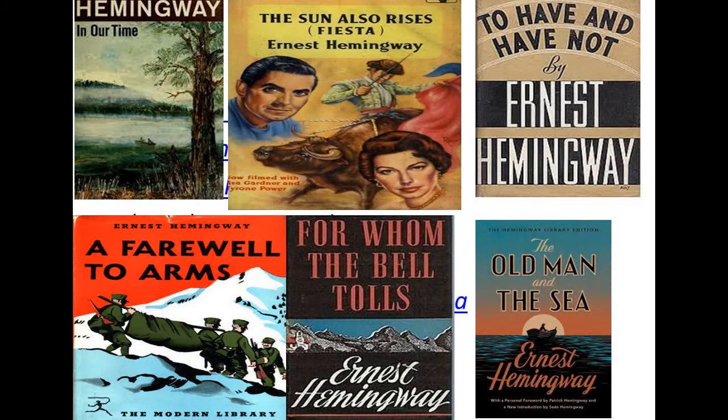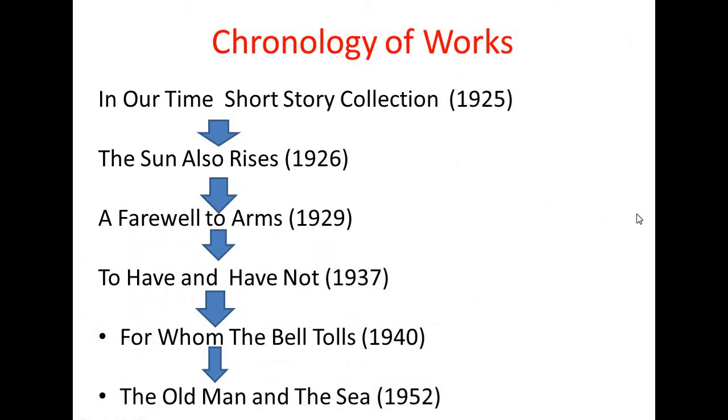Some of his important works include In Our Time, which is a short story collection, and his first popular novel was The Sun Also Rises. Then he wrote To Have and Have Not, followed by A Farewell to Arms. Then came For Whom the Bell Tolls, and finally his masterpiece The Old Man and the Sea. Let's look at the chronology of these works.